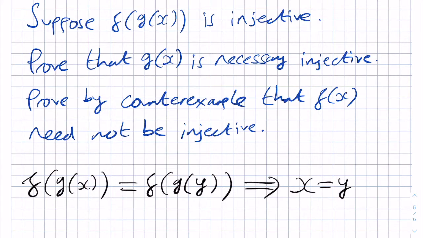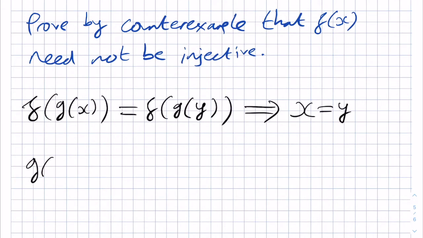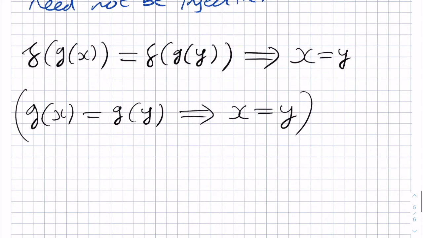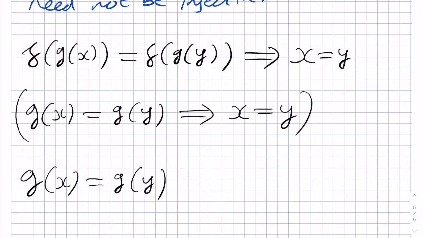So if you're unsure on how to proceed, then we should remind ourselves of what we want to show: that g of x is injective. We want to show that g of x equals g of y implies that x equals y. So in order to prove this, let's start with g of x equals g of y. The only thing that we can possibly use is the result that we get from f of g of x being injective, which we have up here.